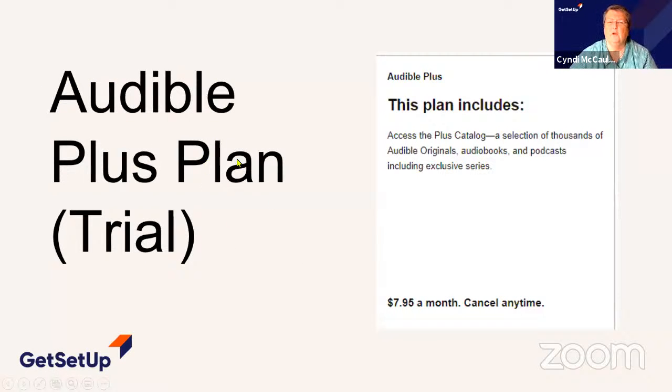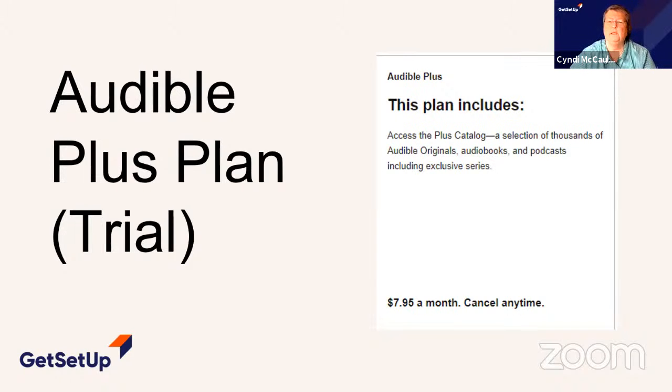The trial plan is called the Audible Plus plan, and what they're called isn't as important as what they involve. On the trial plan, this is what you're getting. You get to access the Plus catalog. There are a lot of authors and people working for Audible that create content just for Audible that you can't get anywhere else. So that's the Plus plan, all of the things that they do that's created just for them. Kind of like Netflix has their own Netflix movies, and Amazon has their own Amazon movies. Audible is kind of the same way.